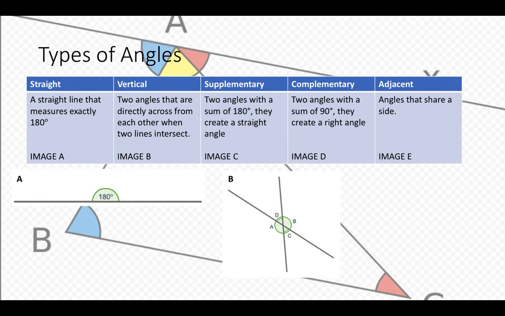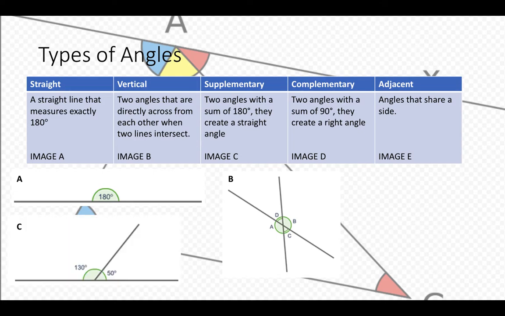Supplementary. 2 angles whose sum is 180 degrees. They create a straight angle. So here we have 130 and 50. Well, 130 plus 50 is 180 degrees, and they form a straight angle. So these 2 are supplementary.